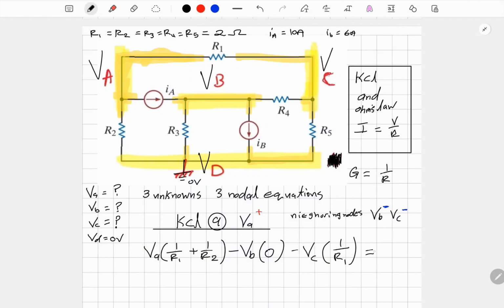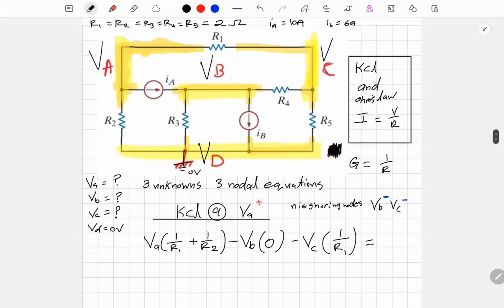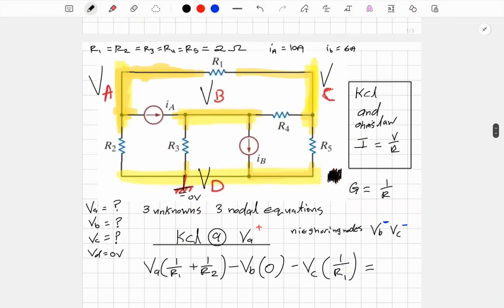And that equals to, and now here's where my current source is. I'm going to have to be looking at the current sources. So are there any current sources leaving or exiting the node VA? Well, there is actually. There's IA. And what is IA doing at this node? It's leaving this node. The arrow is pointing away. So I'm going to be writing minus IA, and IA is just 10 amps. And that's our first equation.